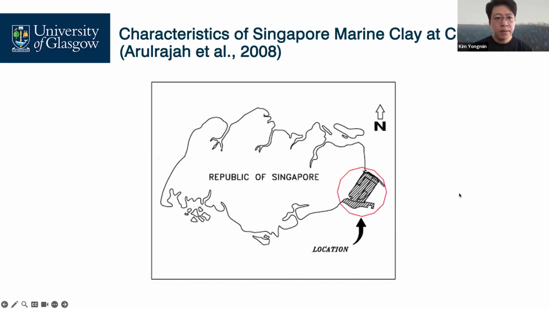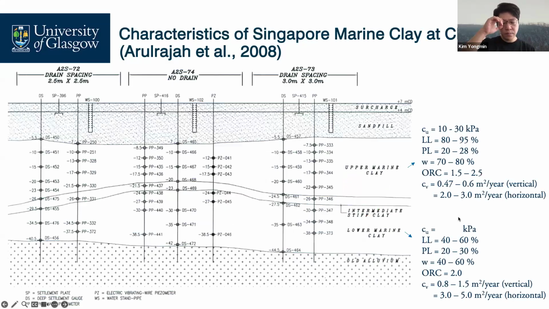And then I will show you our Changi Airport marine clay characteristics. Our study area is the current Changi Airport. This is the soil profile for the Changi Airport. We have upper marine clay and lower marine clay.